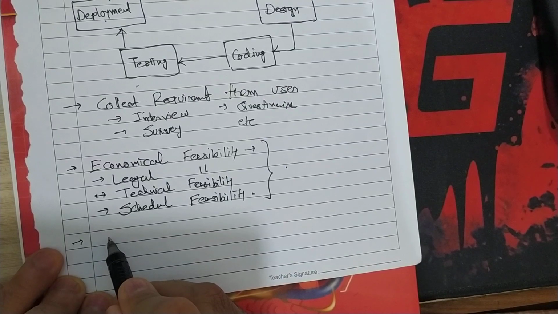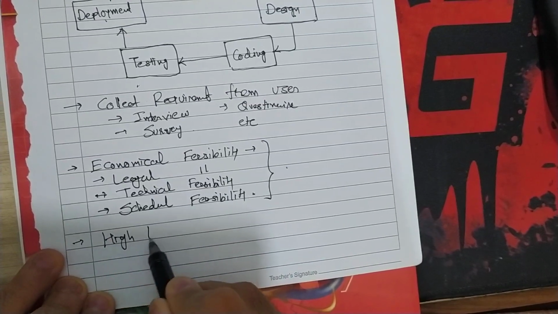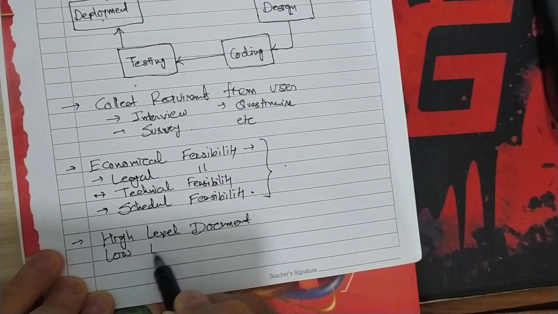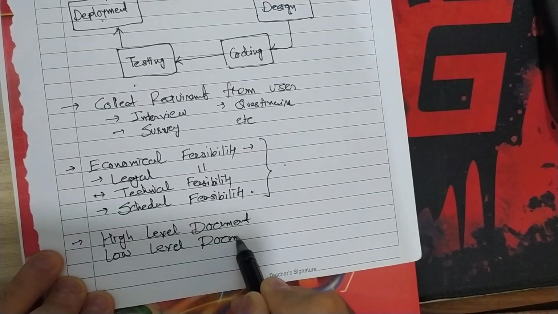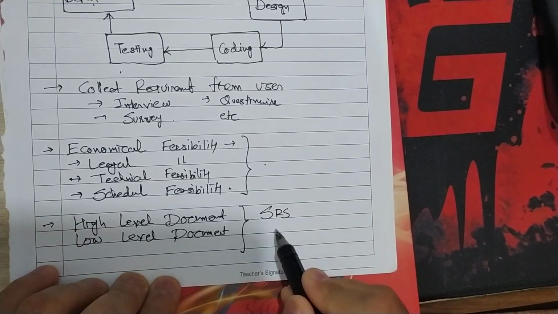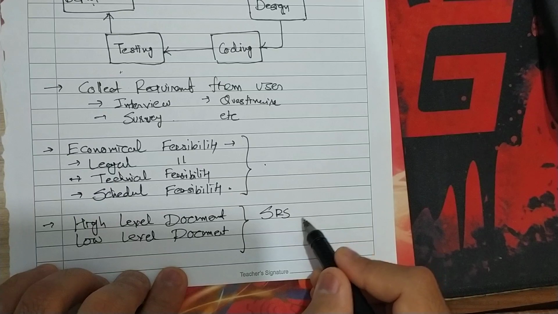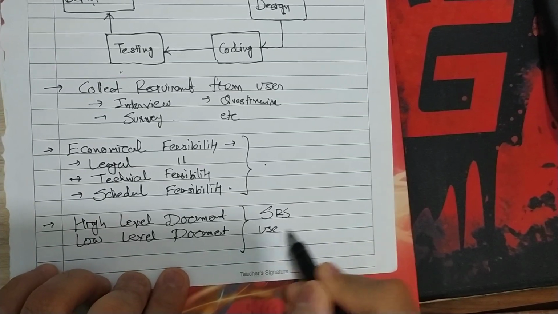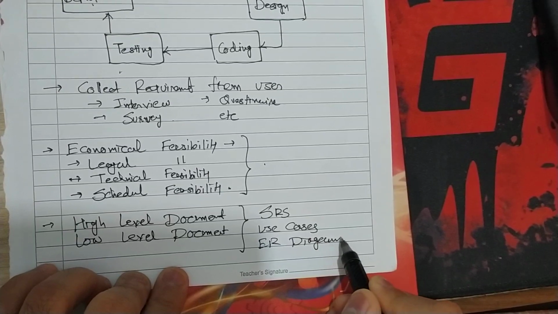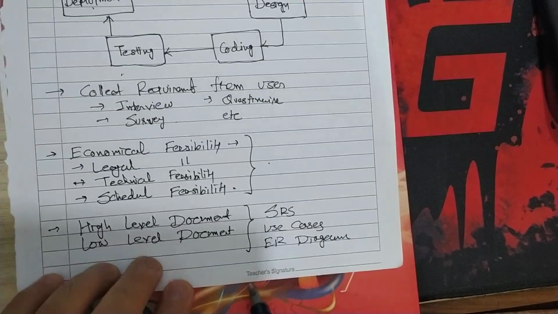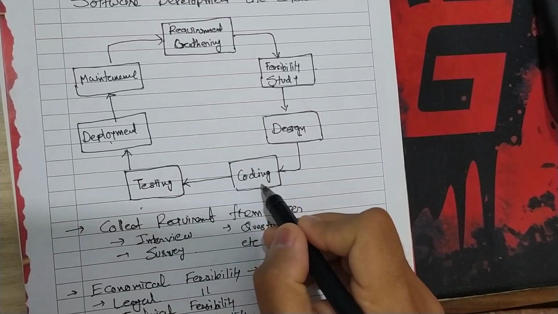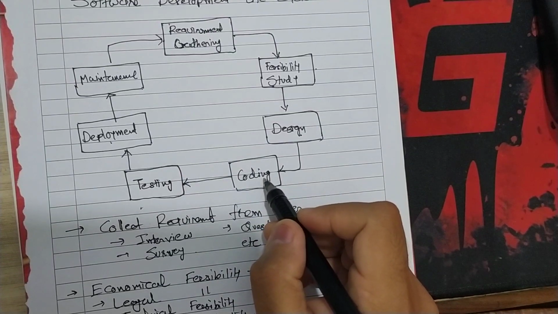There are two types of documents, high level and low level. In this process, what we generally produce is the SRS, system requirement specification, and various other documents like use cases, ER diagrams, and documents describing the database, etc. So these are the design documents which will be used in the coding phase. The coding phase is the actual coding using some language and technologies.